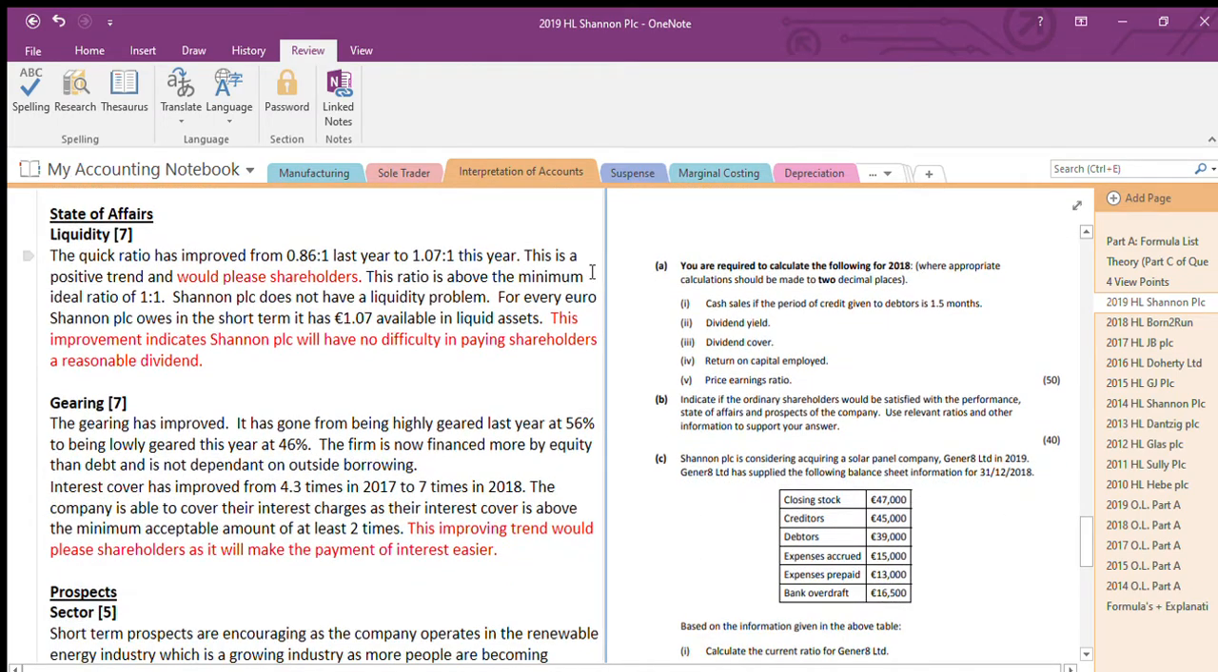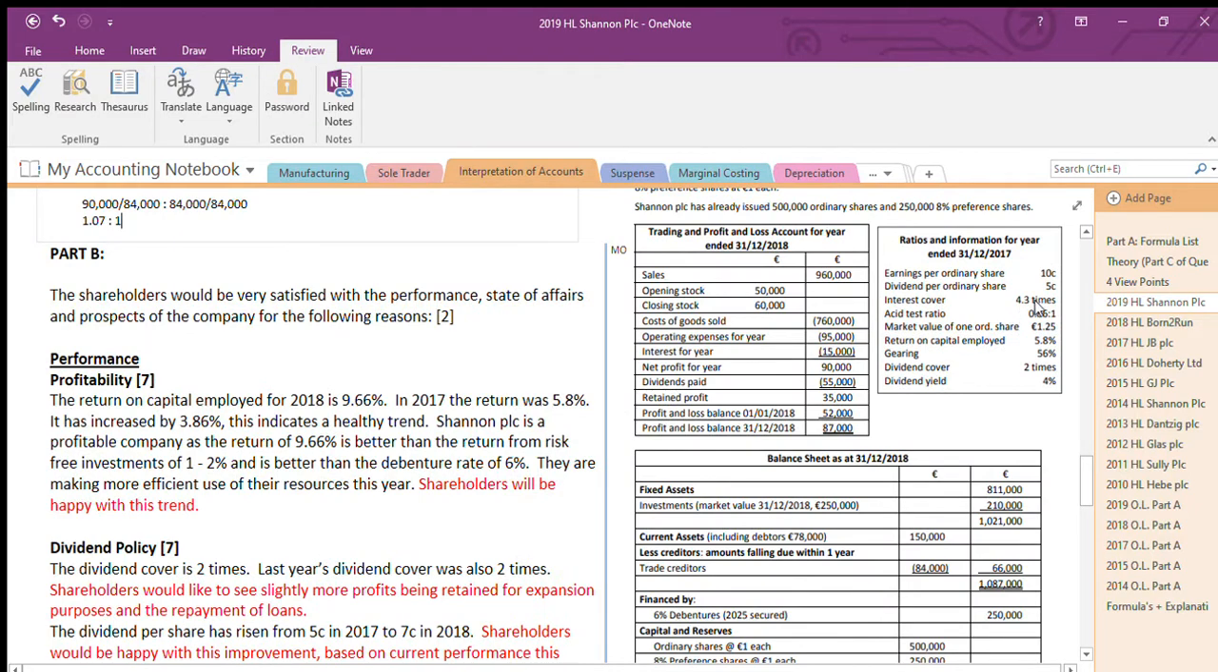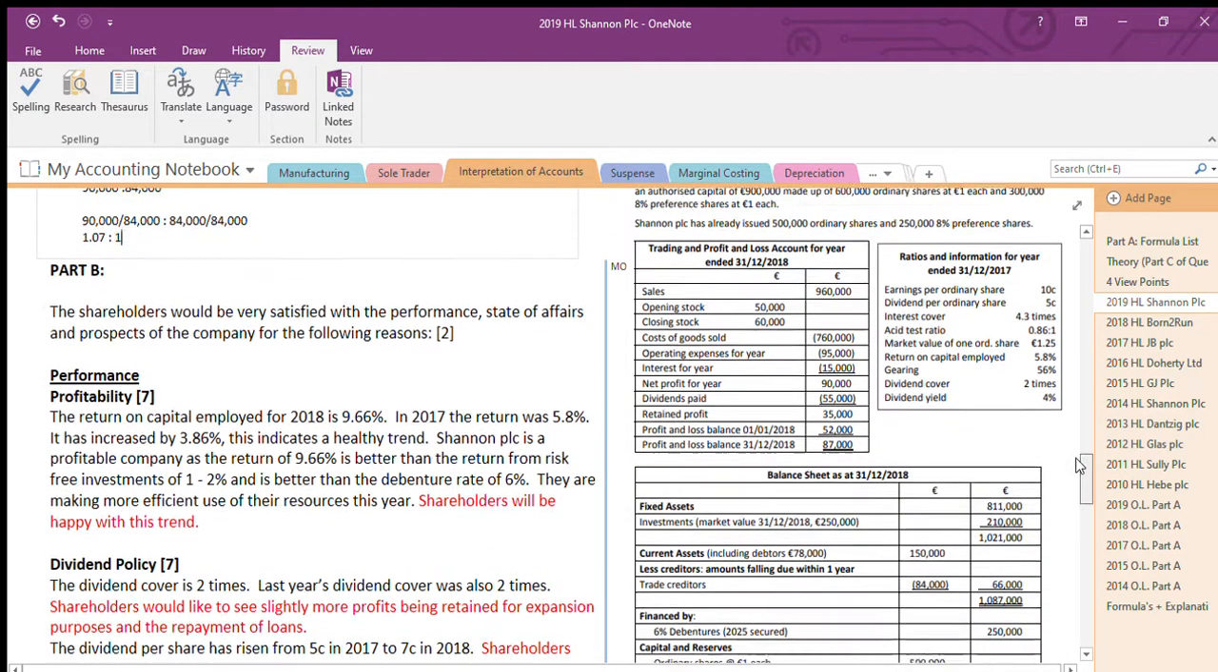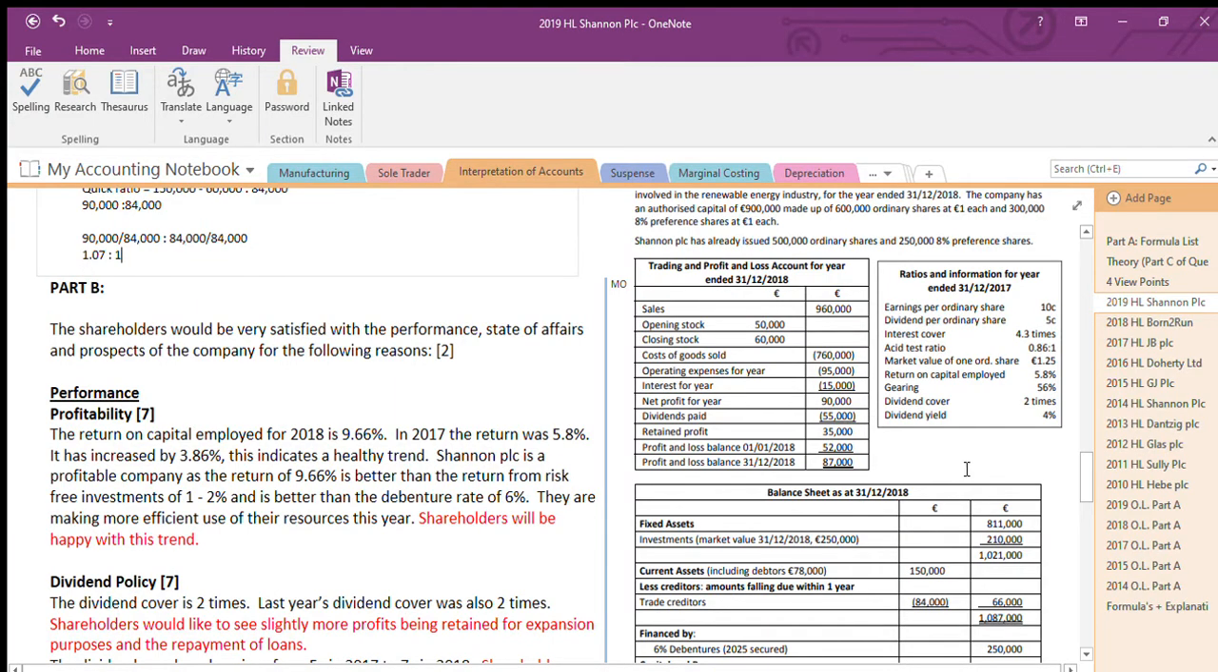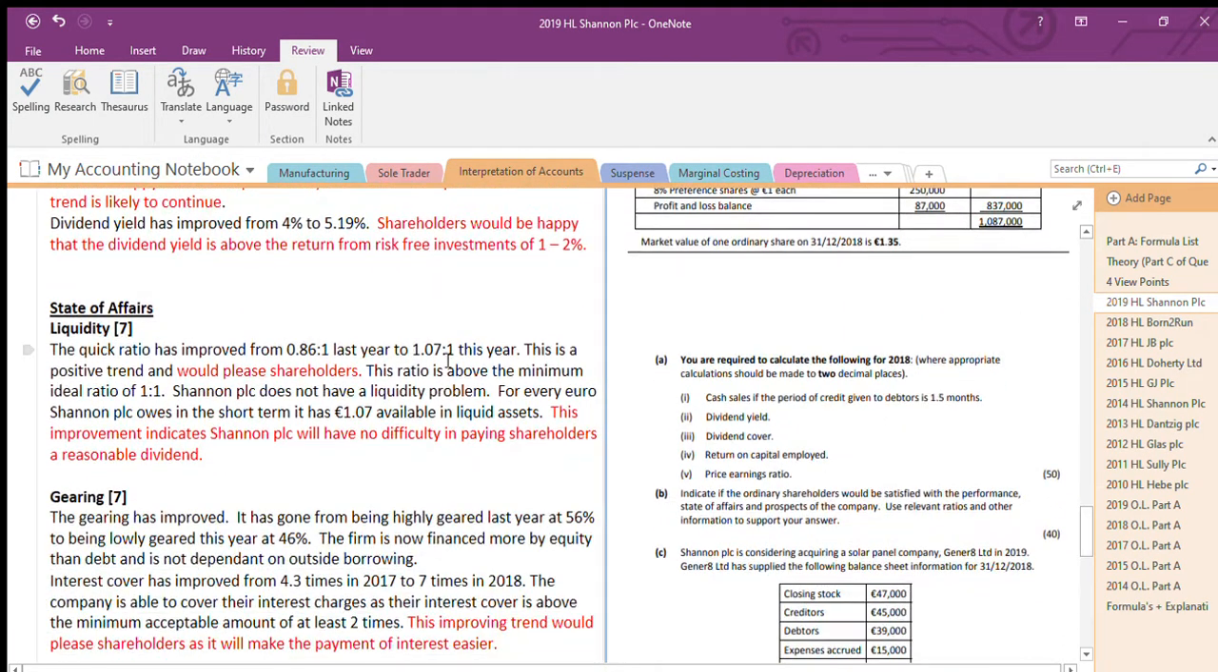So last year's is 0.86 because they told us that here. Remember, it's called the quick or the asset test ratio. And this year's we just worked out to be 1.07. Okay, so what happened? Last year 0.86, this year 1.07. We want this to be around 1 is to 1 or just above it. So this is a positive trend because it's gone up from below 1 is to 1.